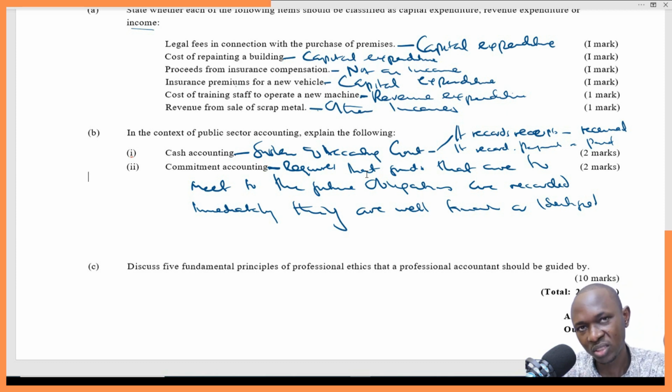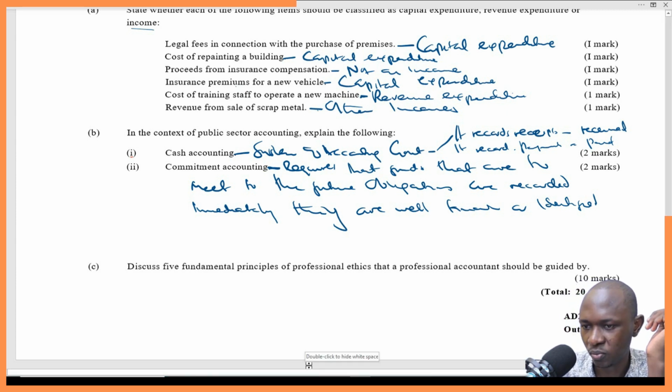It can be the requisitions, it can be the purchase orders, it can be contractual obligations, regardless of the financial system that we are currently operating in. So commitment accounting, let's try to track down the future expenditure, and then we commit or we put resources aside to meet those expenditures or obligations as and when they fall due.